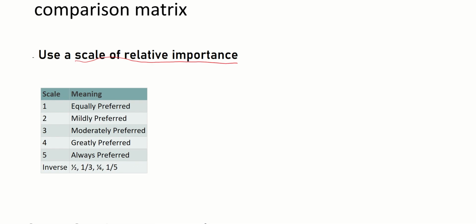And a scale of relative importance is given, an example of that is given over here. Now, you will see different scales of relative importance utilized. This is the one that I prefer. So the scale starts with 1, and number 1 means that you equally prefer the criteria.